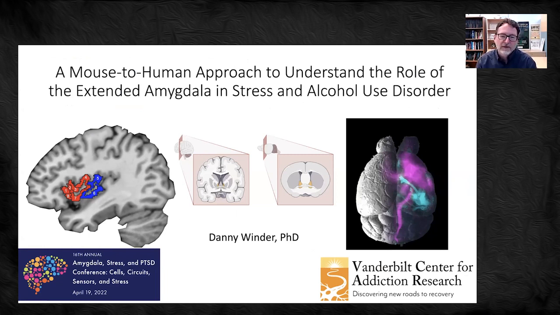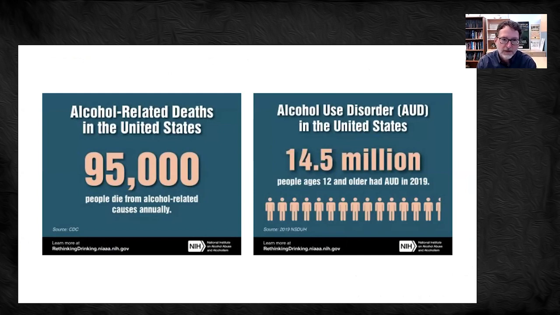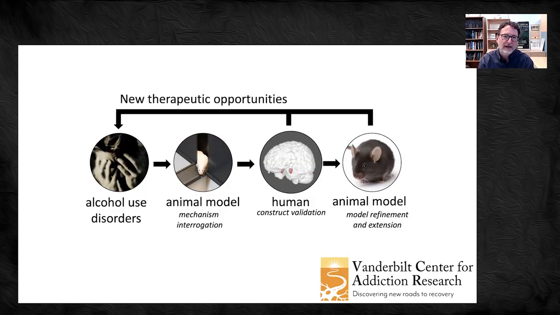One of the major foci of my lab is understanding mechanisms underlying alcohol use disorders. We know that alcohol use disorders are a major public health problem in our country, with over 95,000 deaths annually from alcohol-related causes in the United States, and nearing 50 million people a year who could be diagnosed as having an alcohol use disorder at any given time. So this is a significant health issue, and our lab is interested in understanding the mechanisms that produce this disorder, so that we might take advantage of that knowledge to develop new therapeutic opportunities.